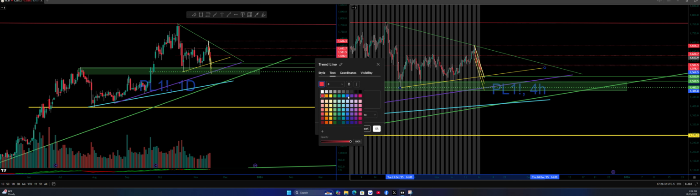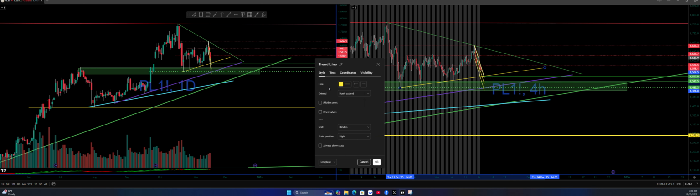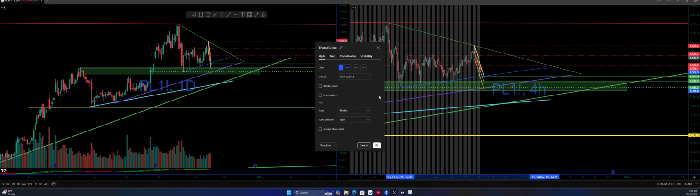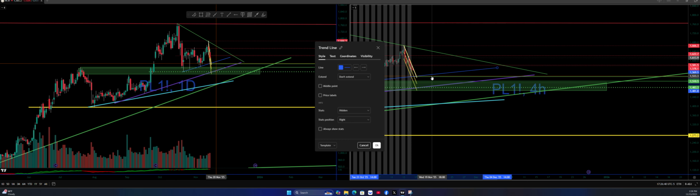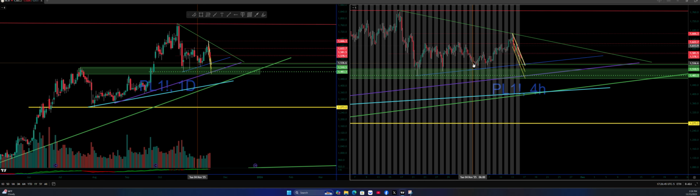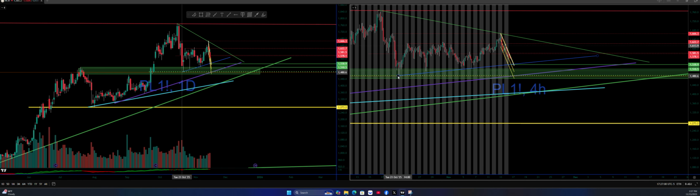And actually, let me change the color of it so it stands out a little bit more when I'm on my phone. So yeah, if we lose this trend line right here, I would take it to the downside, and then my earliest target to start trimming would be this bounce here, this bounce here, this bounce here. It depends on if you can afford to take multiple contracts or not.